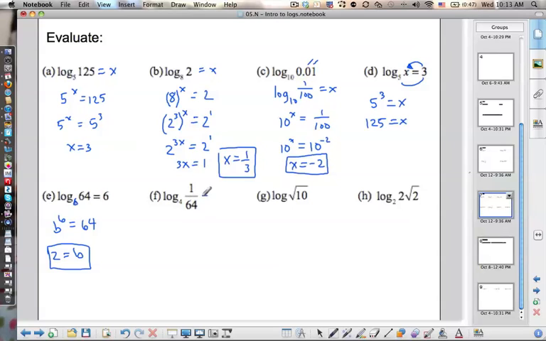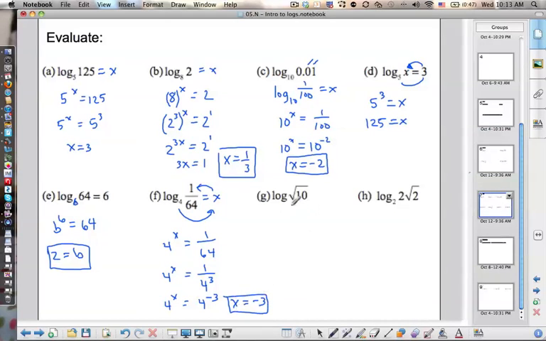All right, set this guy equal to x. We get 4 to the x equals 1 over 64. 4 to the x equals 1 over 4 cubed. 4 to the x, bring this guy up and make that 3 negative. Negative 3, so x equals negative 3.